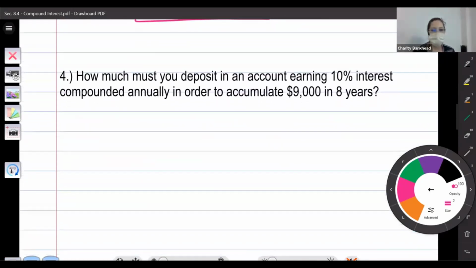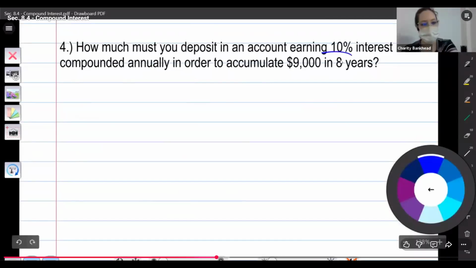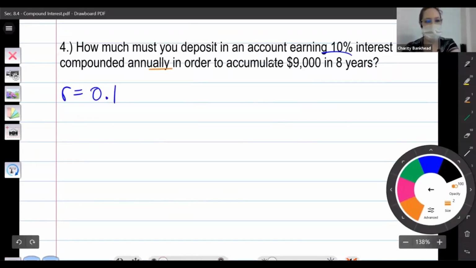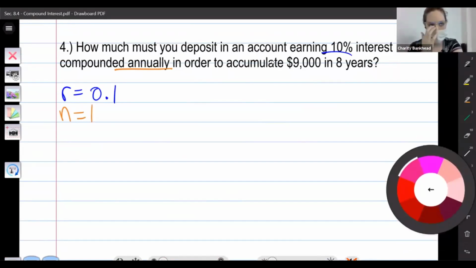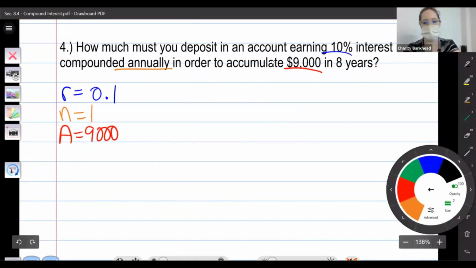All right, number 4 says, how much must you deposit in an account earning 10% compounded annually in order to accumulate $9,000 in 8 years? So 10%, so that would be R equals 0.1. It's compounded annually, which means N is equal to 1. And you want to accumulate up to $9,000. So you want to end up having $9,000, which means A is equal to 9,000. And then it's for 8 years, so T is equal to 8.